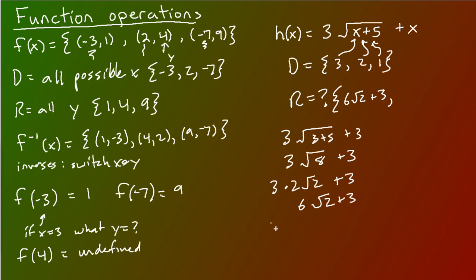And then I do 2. I'm not going to do all of these, but I'll go ahead and do that one. So 3 square root of 2 plus 5, plus 2. And you see I'm just putting each of them in successively. So my next element of my range is 3 root 7 plus 2. And then if I wanted to get the last one, I would put in the 1 as well.